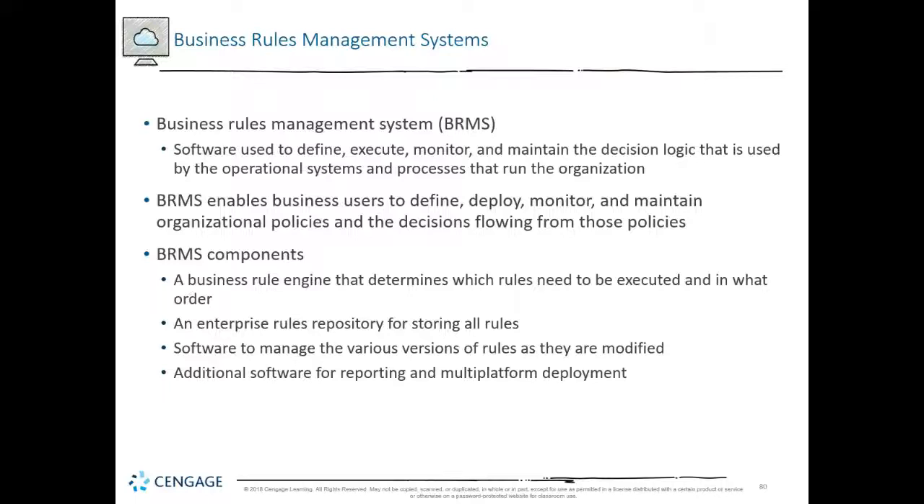BRMS components: a business rule engine that determines which rules need to be executed and in what order. An enterprise rules repository for storing rules. Software to manage the various versions of rules as they are modified. Additional software for reporting on multiple platform deployments.